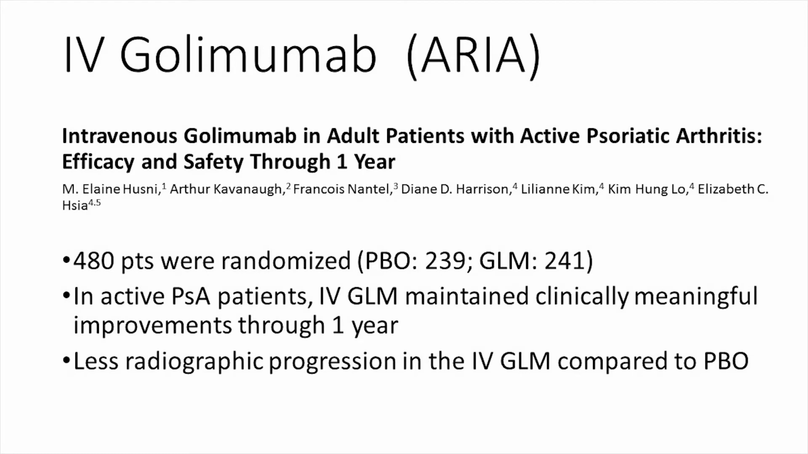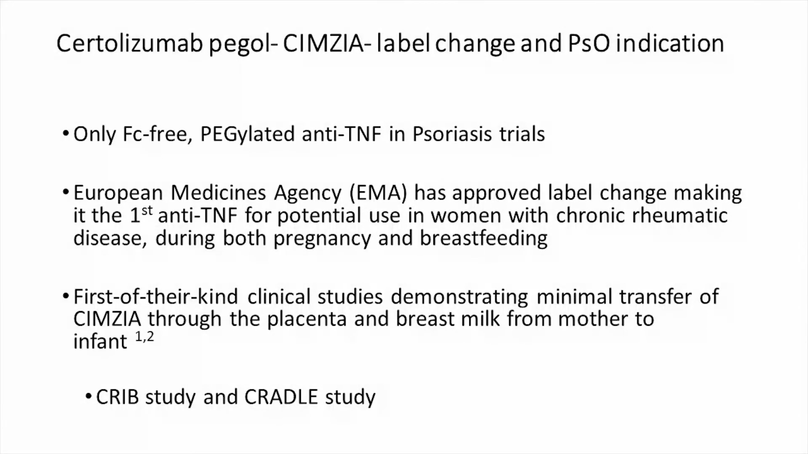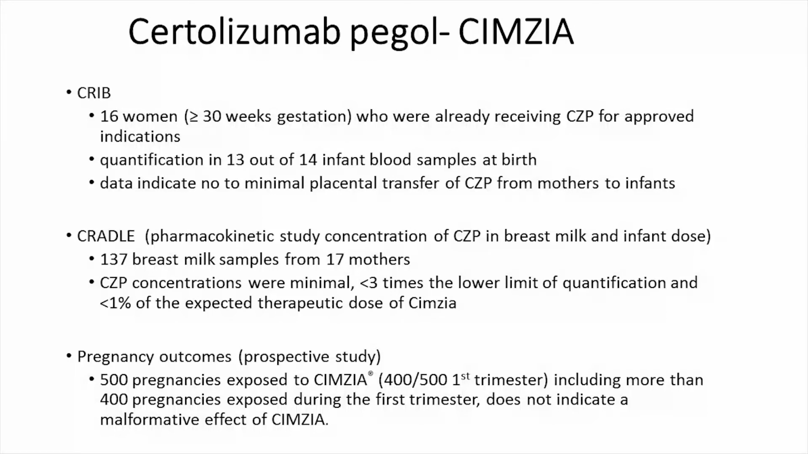IV golimumab was also able to maintain clinically meaningful differences in both the joint counts as well as radiographic progression. Cimzia, I think, is exciting because we heard from Tony earlier that there are also these newer studies, CRIB and CRADLE. Many of these patients are younger, female, of childbearing age, so we have to think about whether or not they should carry on their therapy while they're trying to get pregnant and when they're pregnant, and then for breastfeeding afterwards. So the CRIB and CRADLE studies have really helped us distinguish a little bit amongst the TNF inhibitors. This is the reason that I wanted to bring it to light, that in certain populations this is going to become more desirable.